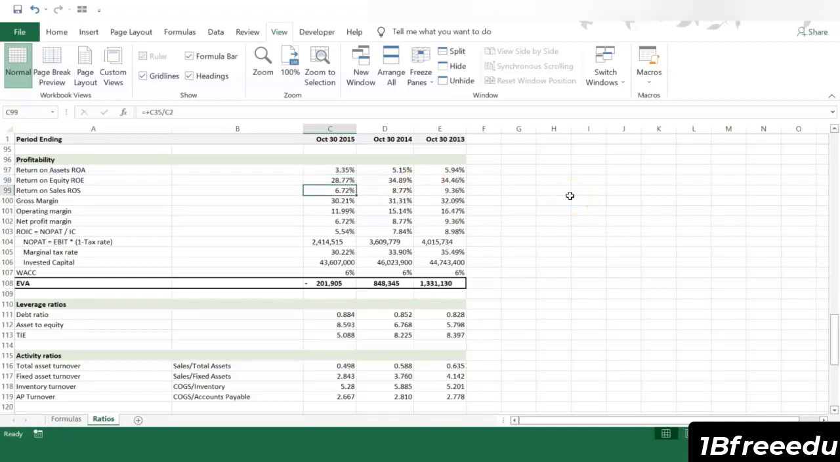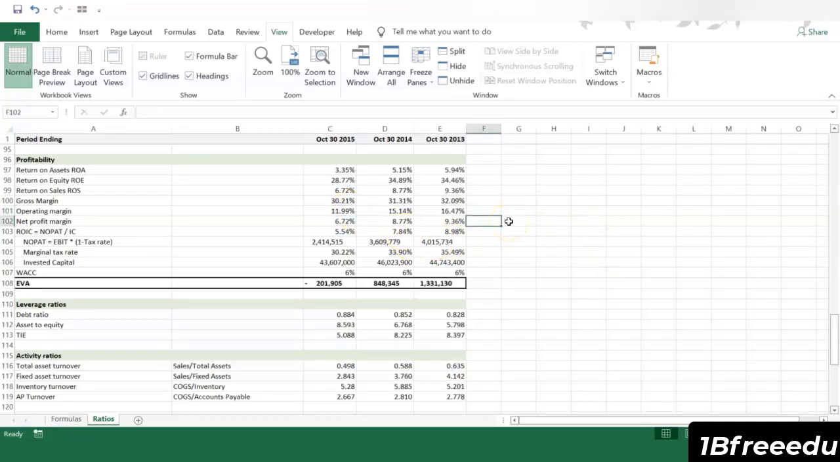Return on sales is a financial ratio that calculates how effectively a company is generating profits from its top line revenue. And for most companies, a return on sales between 5 and 10% is excellent. And in this case, ours is 6.72%. Operating margin measures operating income per dollar of sales. And in our case, each dollar gives us 12 cents.